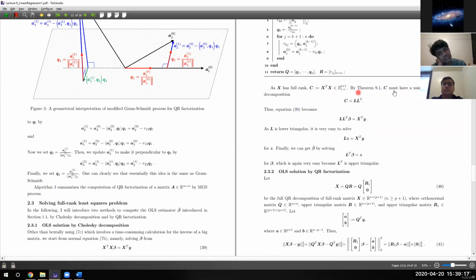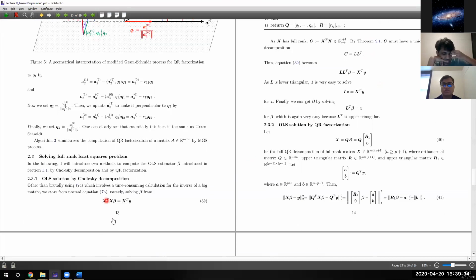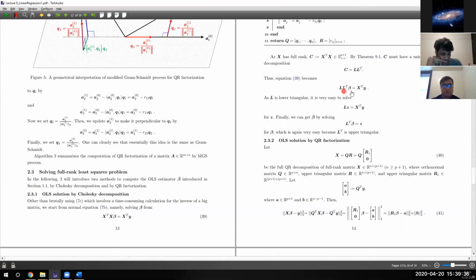And by theorem 1, which is the Cholesky decomposition, since this is full rank, we must have a unique Cholesky decomposition. Let it be C equal to LL^T, where L is lower triangular. Now this one becomes LL^T beta equal to X^T Y, right? Now L is lower triangular. So what? So we can solve this.